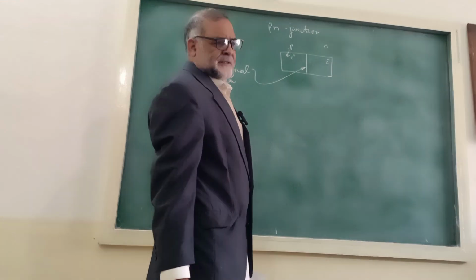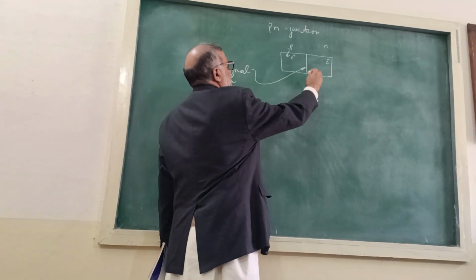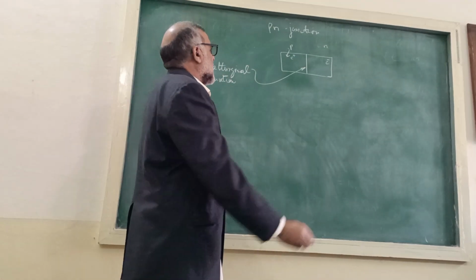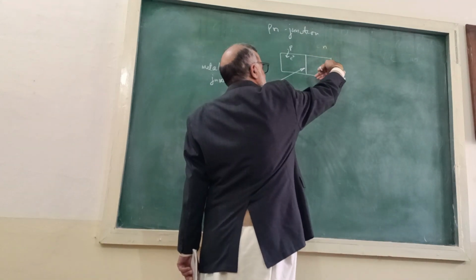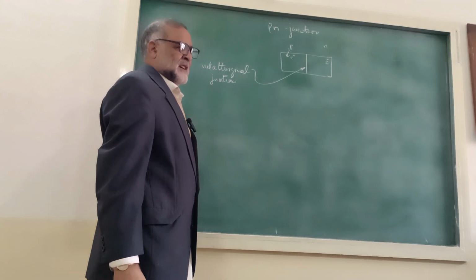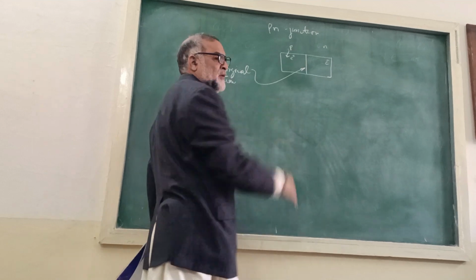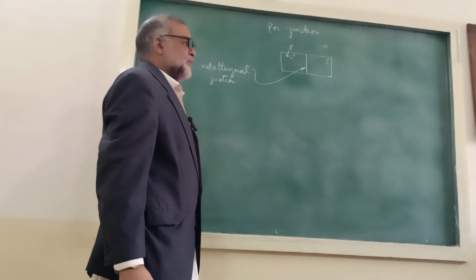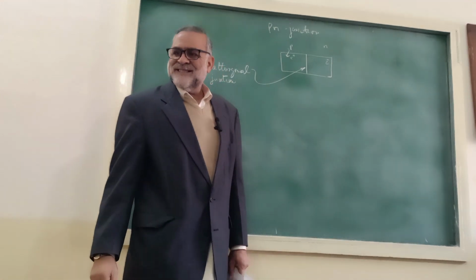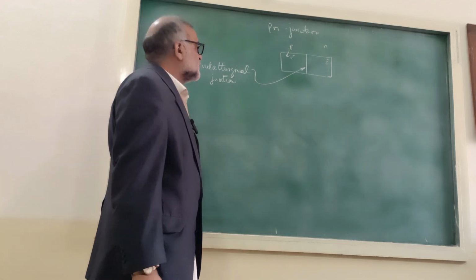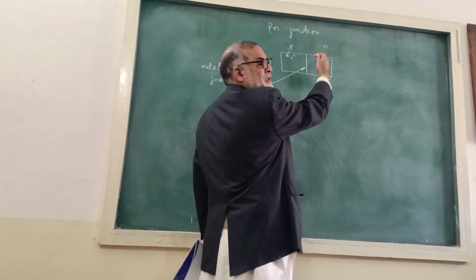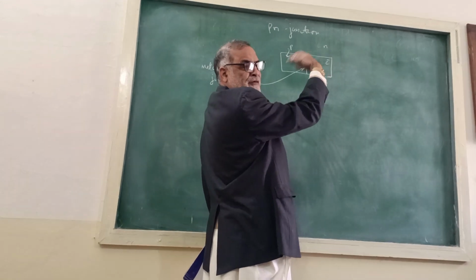Now, because of the difference in concentration of these carriers, there are electrons loosely bound to the atoms, and here holes are loosely bound. At normal room temperature, they will be almost all ionized. So they will be able to move because of the concentration gradient. There will be diffusion force.